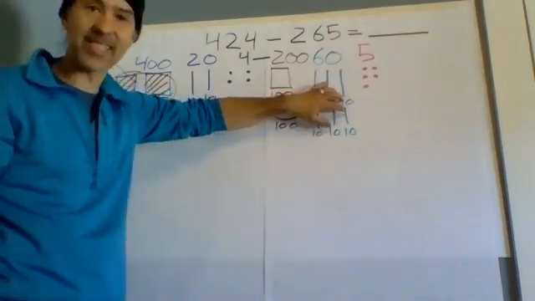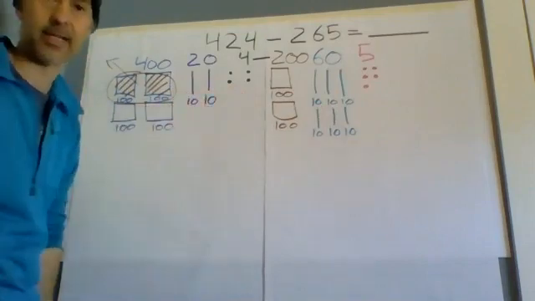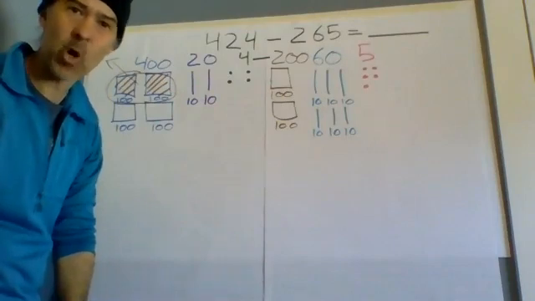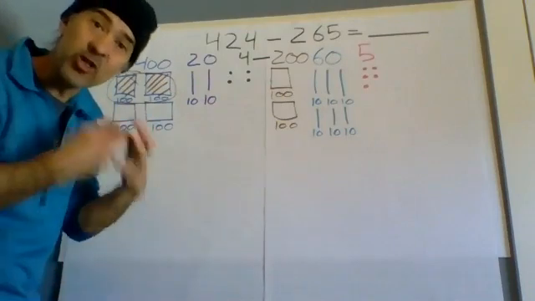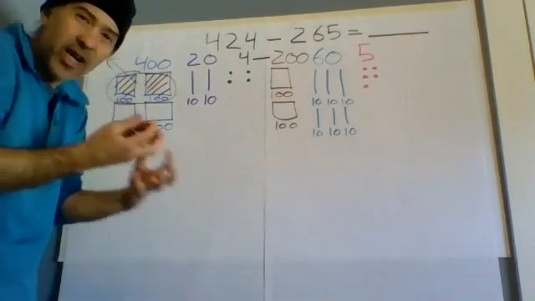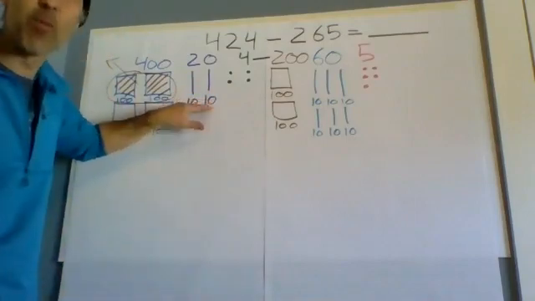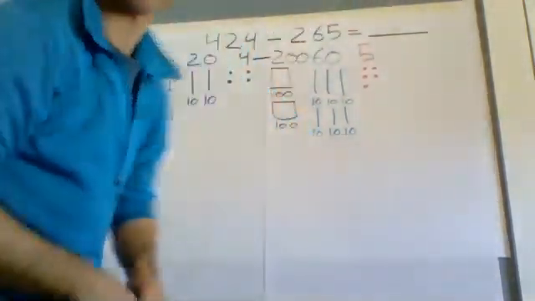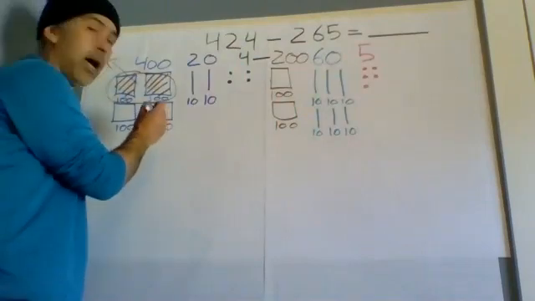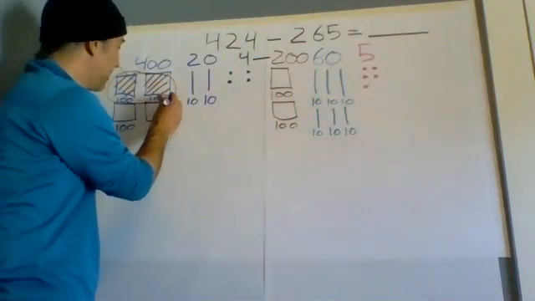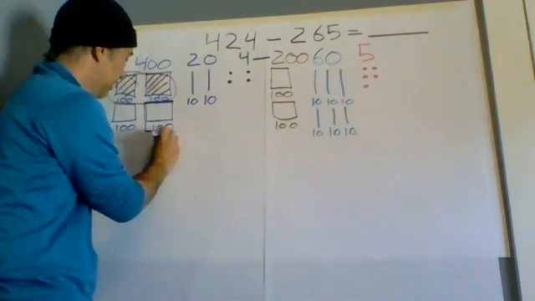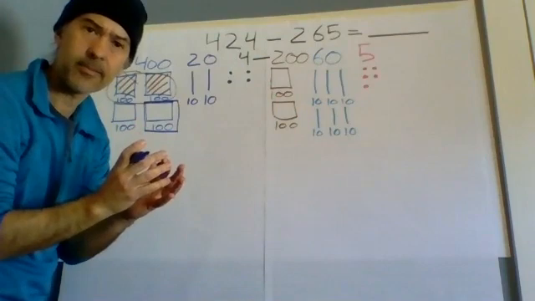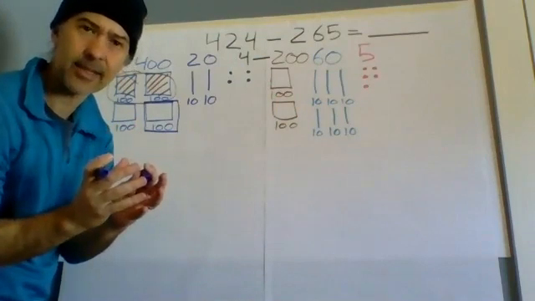Can I take 6 tens from 2 tens? 60 from 20? Nope, I can't. But I can do something. What could I do? What could I regroup here to give me more tens? Well, I could take 100. I'm going to take this 100, and I'm going to do something with it. I need more tens.